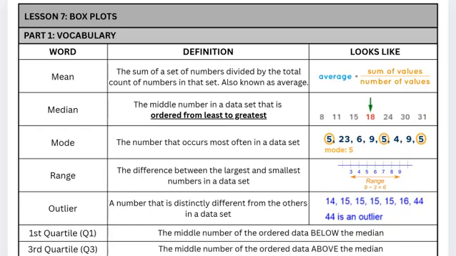Lesson 7, Box Plots, Part 1, Vocabulary. At the top of your paper, you have a vocab reference with all the important words that we're going to be working with, not only this lesson, but the entire topic. So this is a way that you can look back to remember what each of these words mean after watching this video.